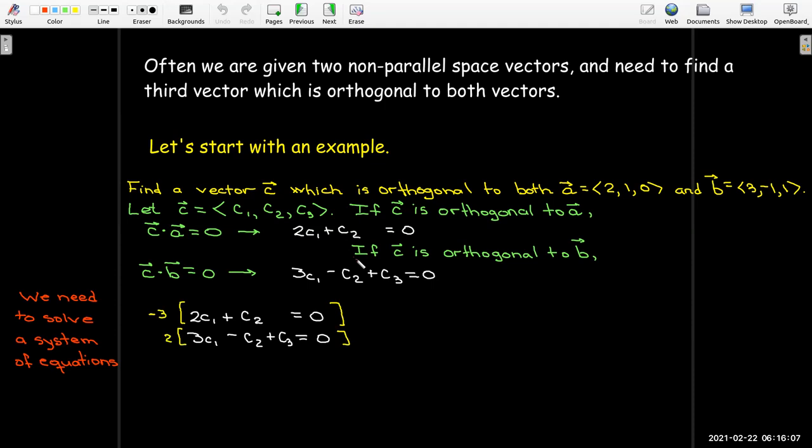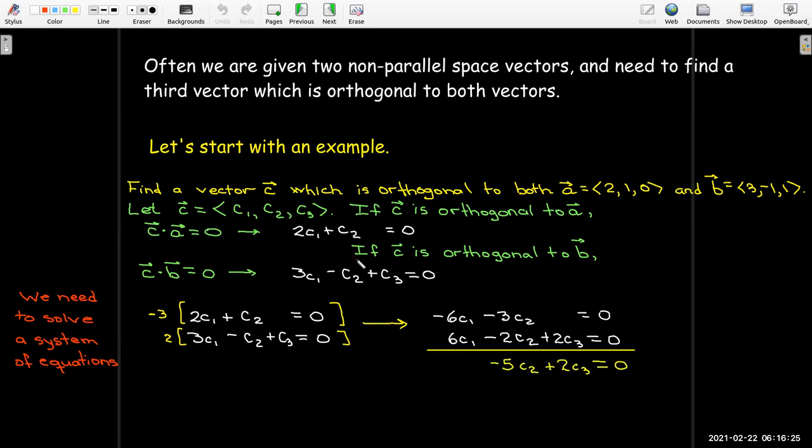So let's use elimination and eliminate C1 from these two equations. So I'll multiply the top equation by -3. I'll multiply the bottom equation by +2. And then I'll add the resulting equations together. That will give me -5C2 plus 2C3 equals 0. And this equation has infinitely many solutions. I just need to choose a value for C2 and a value for C3, which makes this a true statement.